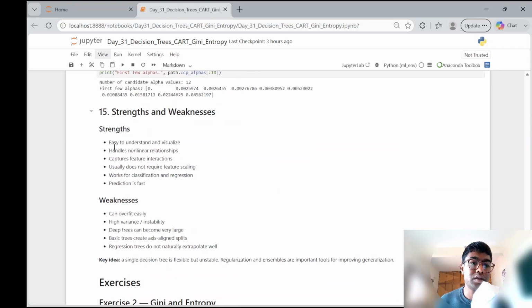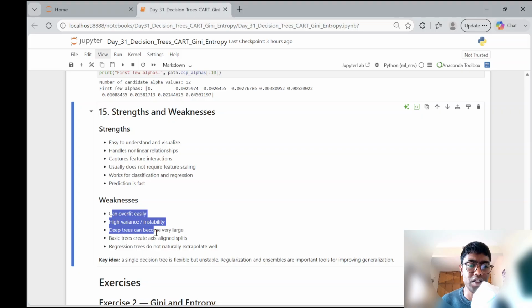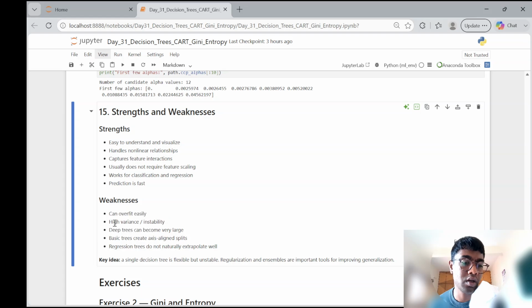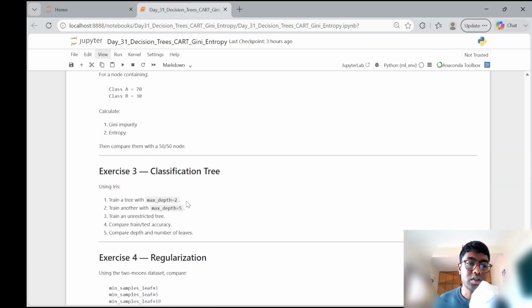Strengths and weaknesses. Strengths: easy to understand, decision trees capture nonlinear relationships and feature interaction, usually do not require feature scaling, work on classification and regression, and prediction is very fast. Weaknesses: can overfit very easily, with depth value only having a greater control, high variance and instability based on feature changes, and deep trees can become very large. Okay, so these were all the learnings for today.